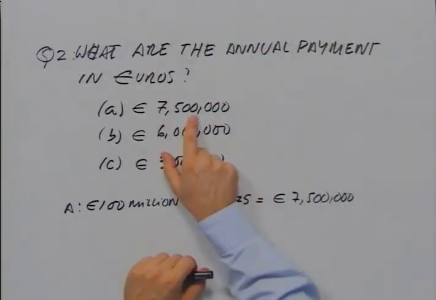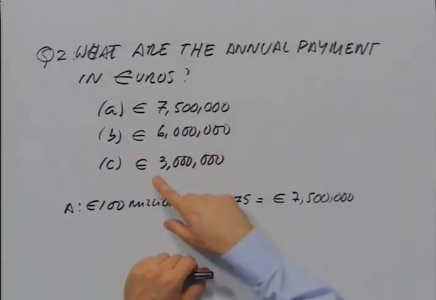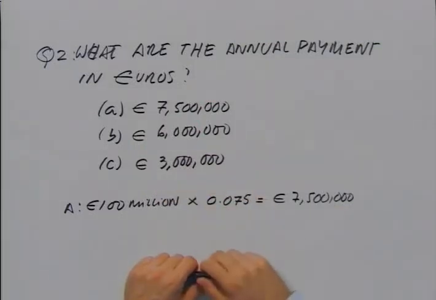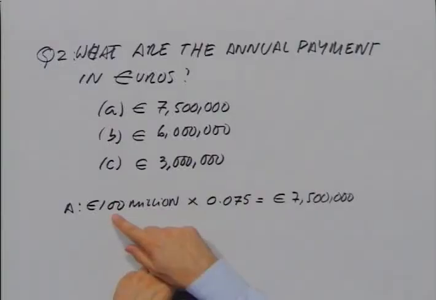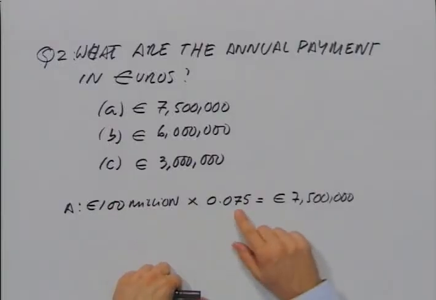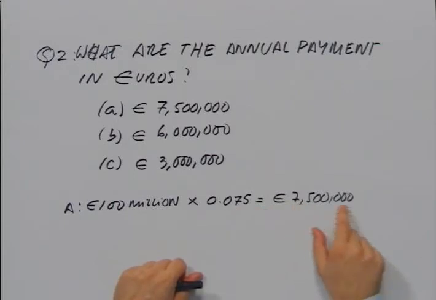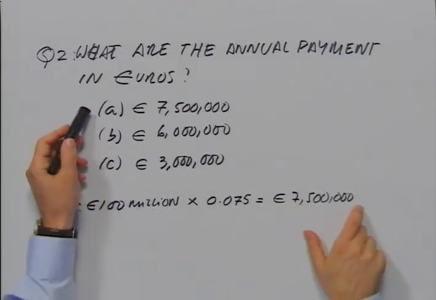What are the annual payments in euros? Are they 7,500,000, 6 million, or 3 million? Remember that the rate in euros was 7.5%, and the notional principal in euros was 100 million. So if you multiply 100 million times 7.5%, with no correction for time to maturity because the payments are annual, you get 7,500,000 euros, or A, the right answer.